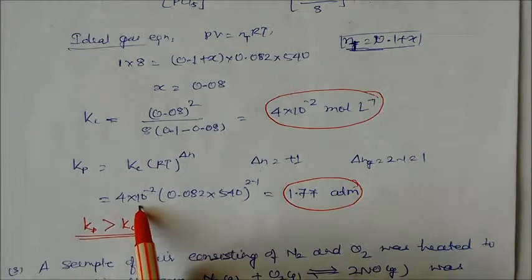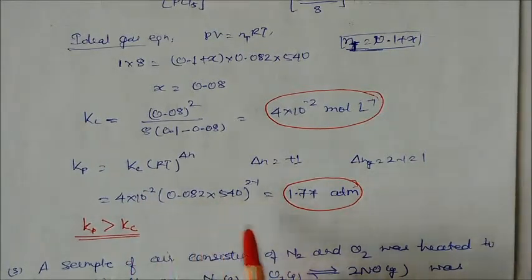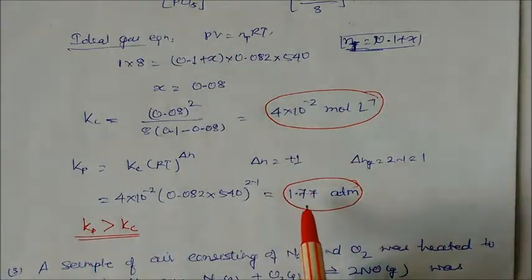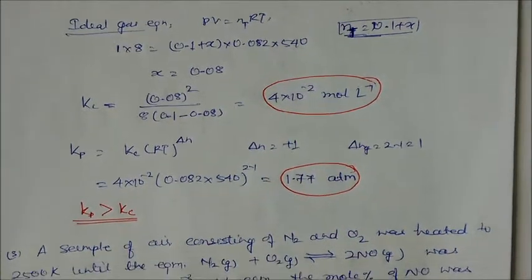So 4 into 10 power minus 2 RT. So you will get this answer. Here we can see Kp is greater than Kc. This is the Kc value. This is the Kp value. So definitely this is greater than Kc.